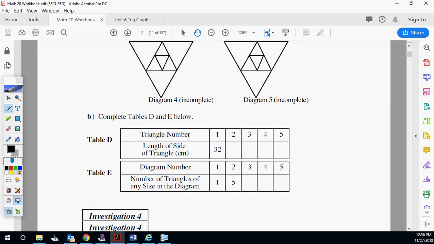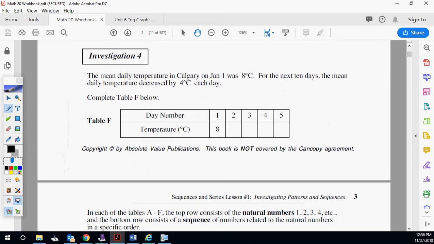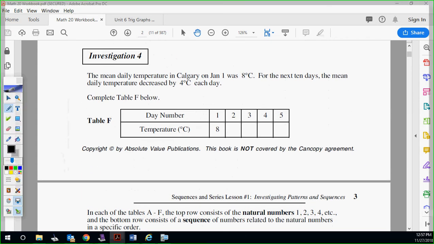Okay, now we're going to do investigation 4. The mean daily temperature in Calgary on January 1st was 8 degrees Celsius. For the next 10 days, the mean daily temperature decreased by 4 degrees Celsius each day. Complete the table below. Just the idea that you can go into negative with some patterns. Some things make sense to have negative, like temperature. Okay, so here we go.